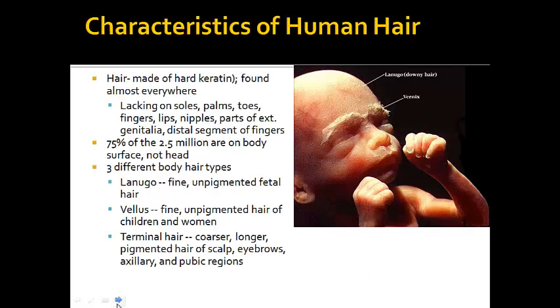Human hair is made out of keratin, which we talked about being developed in about the second stratum of the epidermis. It's lacking on your soles, your palms, your toes, fingers, lips, nipples, and part of the exterior genitalia, as well as the distal segment of fingers. 75% of all the hair on your body is located on your body surface, not on your head, and there are 3 different types of hair. Lanugo is fine, unpigmented fetal hair. Developing children have lanugo. Vellus is the fine, unpigmented hair of children and women, and you can find this on their faces. And terminal hair is the coarser, longer pigmented hair of the scalp, eyebrows, the axillary, and the pubic regions, where we normally think of hair.